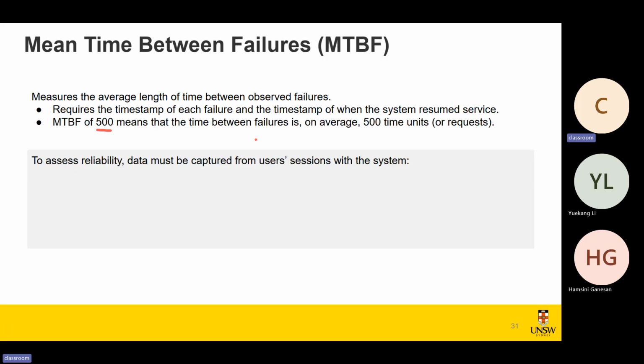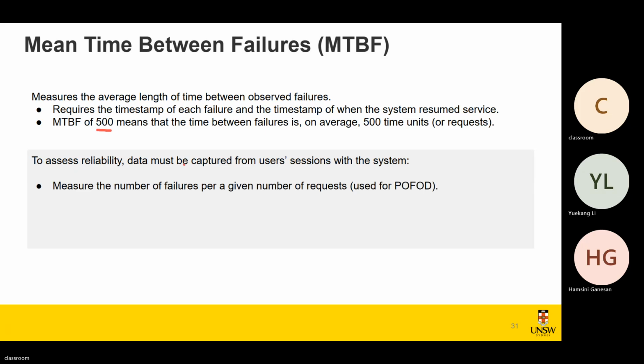So just now we learned there are many metrics we can use to reflect the reliability of the system. In order to calculate the values of these metrics, we have to collect data from the user sessions, right? We have to make observations by running the system. So we have to capture some data here, and these are the data we could capture.